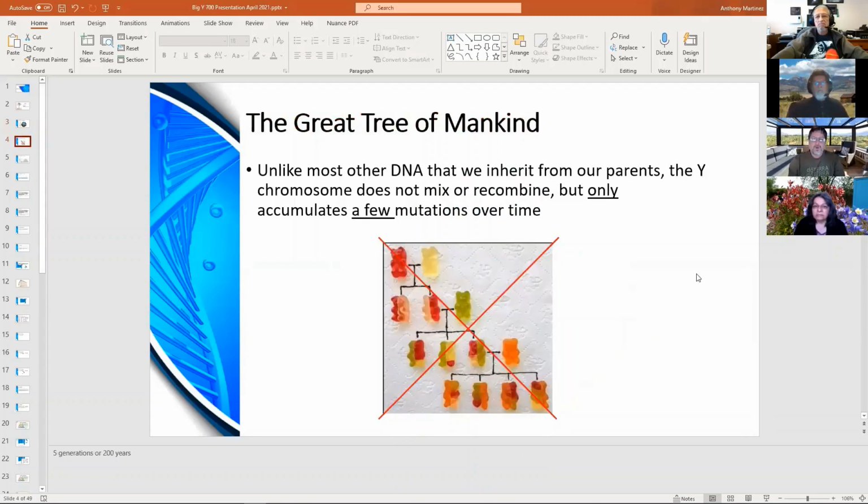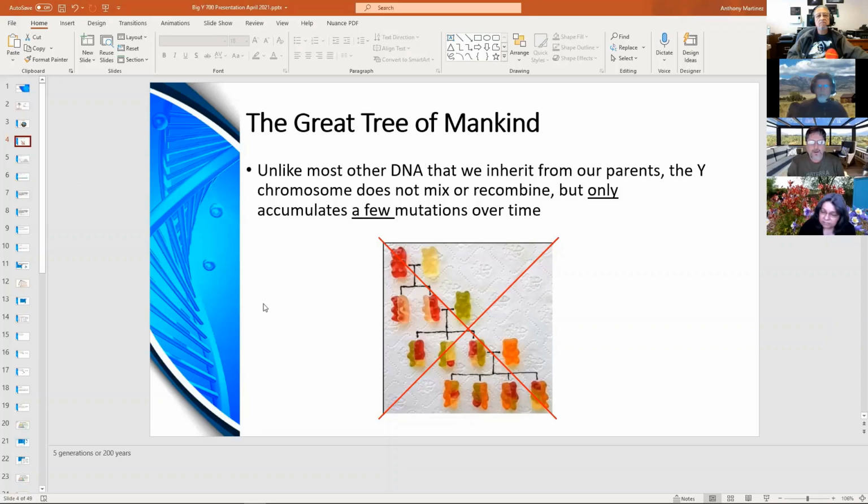All right. So unlike most other DNA that we inherit from our parents, the Y chromosome does not mix or recombine, but only accumulates a few mutations over time. So I enlisted my gummy bear friends to demonstrate autosomal DNA, like Ancestry.com or Family Tree DNA's Family Finder. You can see that within 4 generations, the recombining of those chromosomes is getting messy. By that 5th generation, which is not even shown here, that's about as far as autosomal DNA can go. So about 5 generations or 200 years.